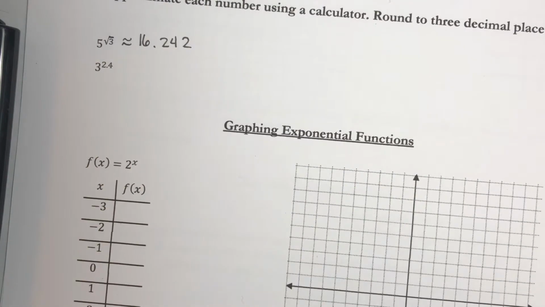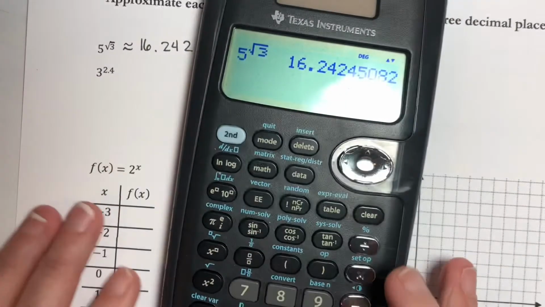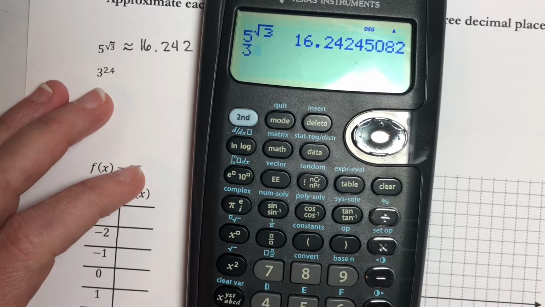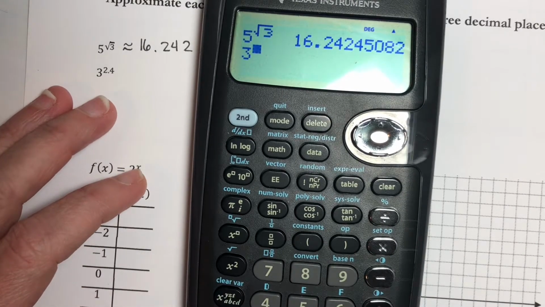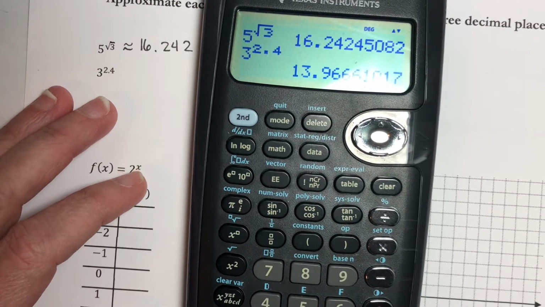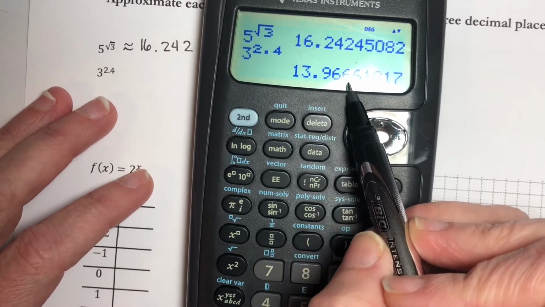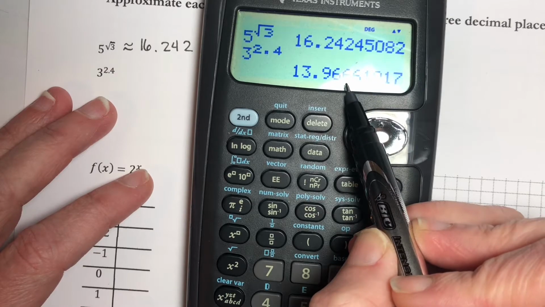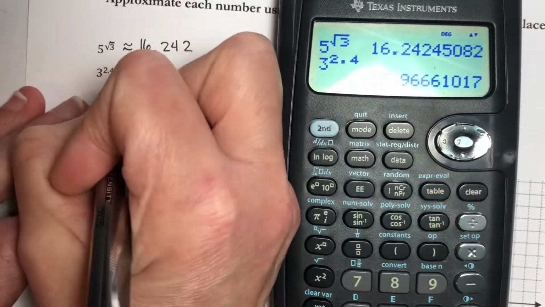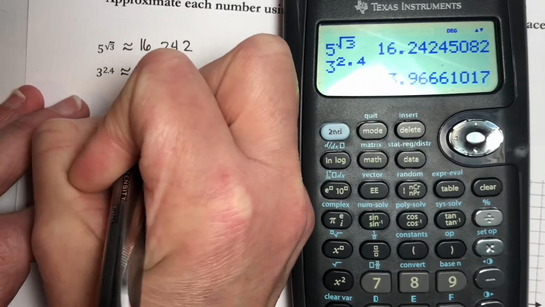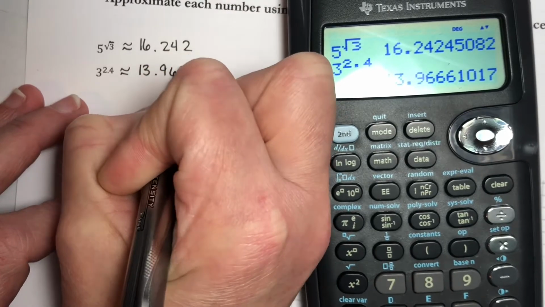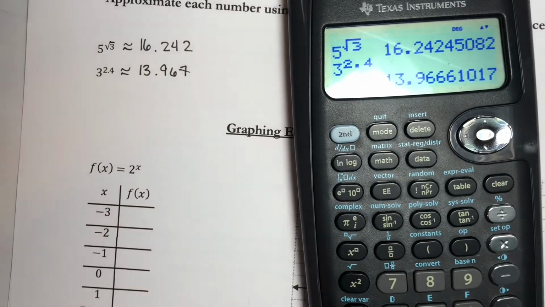Now let's do 3 to the 2.4 power. Okay. So 3 exponent 2.4, enter. We're supposed to round to 3 decimal places. So that's going to be 966. That should jump up to, that means that one goes up to a 7. So this is approximately 13.967.